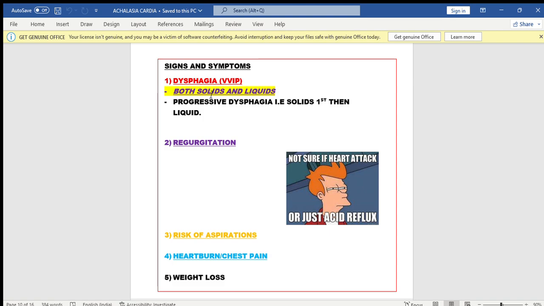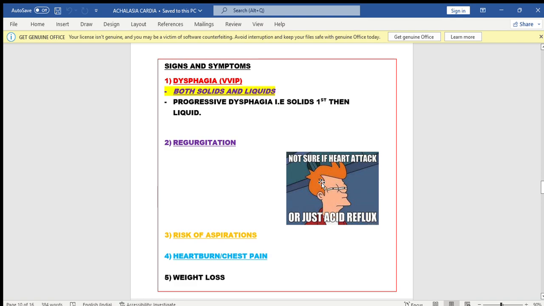The type of dysphagia over here is a progressive dysphagia. That is, initially patients will have dysphagia to solids, but over a period of time they will develop dysphagia to liquids as well. Because of your sphincter not relaxing and food coming back, you're going to have regurgitation. Because of that, you're going to feel heartburn and chest pain, so you're not sure if you're having a heart attack or whether it is an acid reflux.